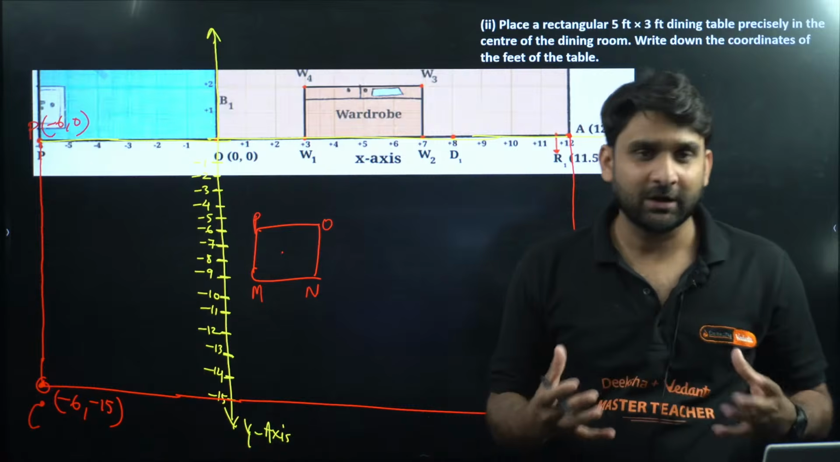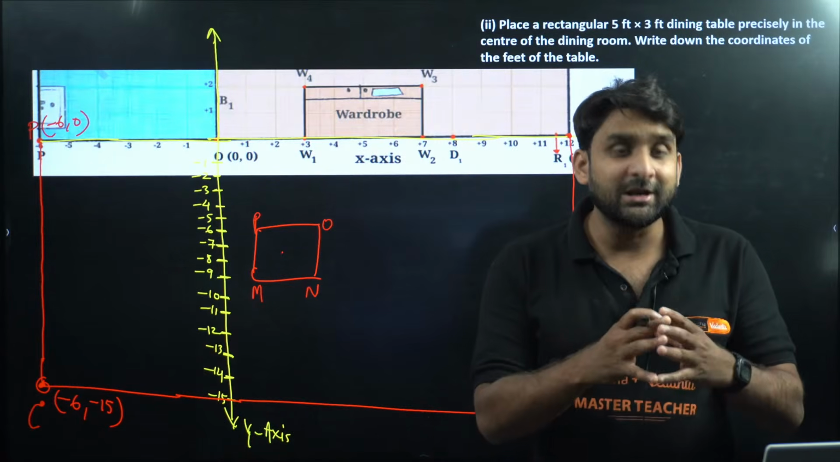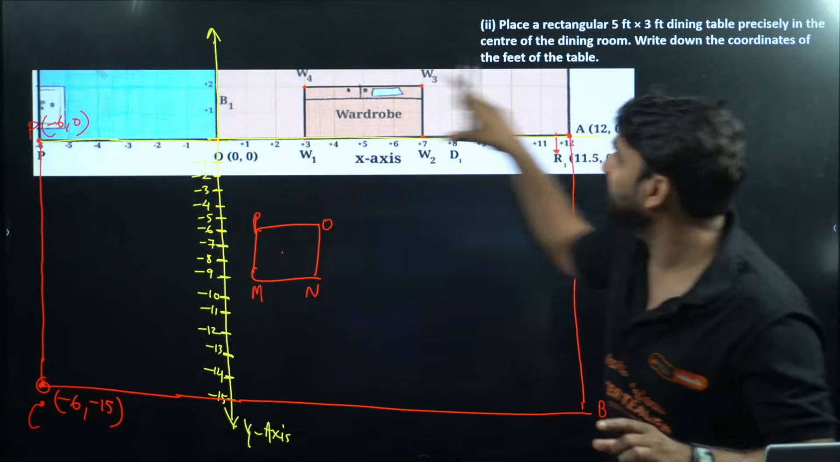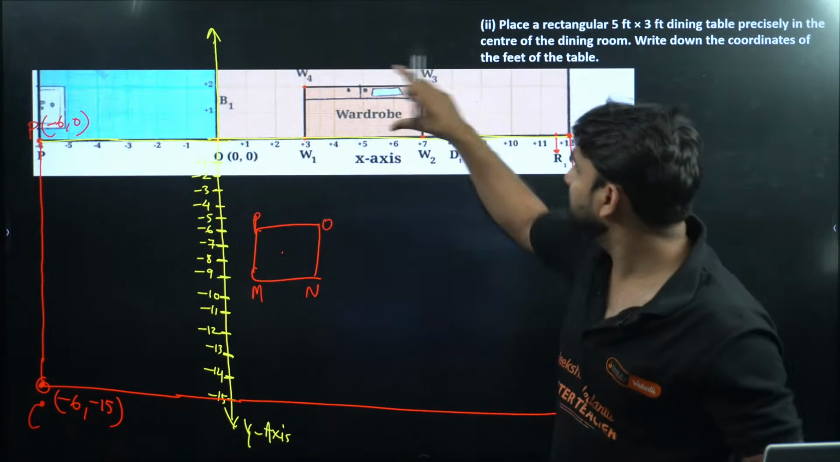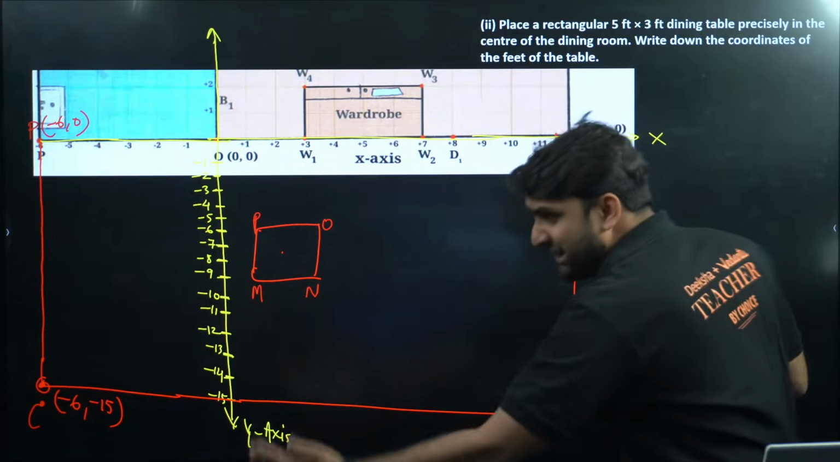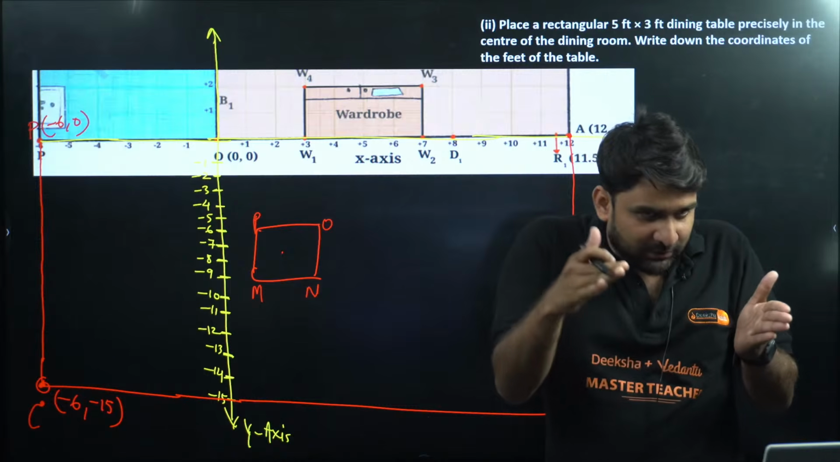Nabanita, where is the doubt? Come on, please tell me. So Nabanita, let me clear you. Basically the question is asking that this is Riyan's bedroom. This is the entire bedroom part, this is the bathroom, and there is a dining room which is beside the bedroom.